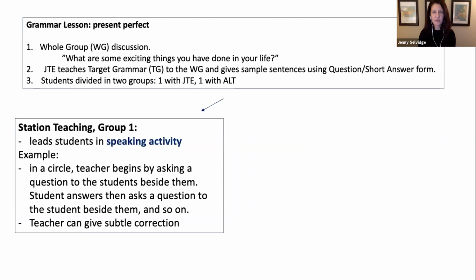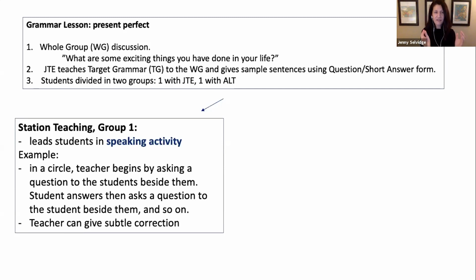Okay, so one person has group one, and maybe these students are doing a speaking activity. So for example, in a circle, the teacher begins by asking questions to the student next to him or her, and that student gives a short answer, and then that student asks the person next to them, and so on and so forth. And while students are in that circle, the teacher is listening to what students are doing and can give subtle correction if that fits for your students.